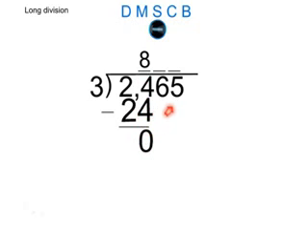Sometimes kids will put a 24 under the 6 or under the 5, and they go to do their subtraction, and that'll mess it up. So make sure you're putting your answer directly below the 8.